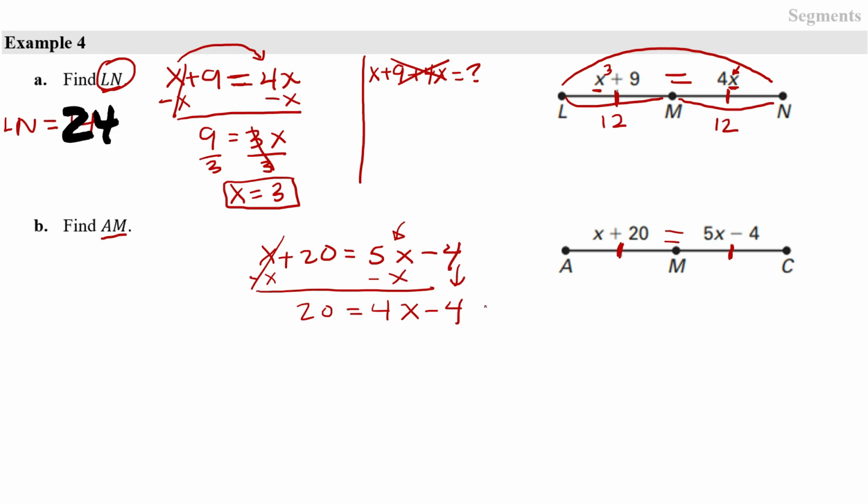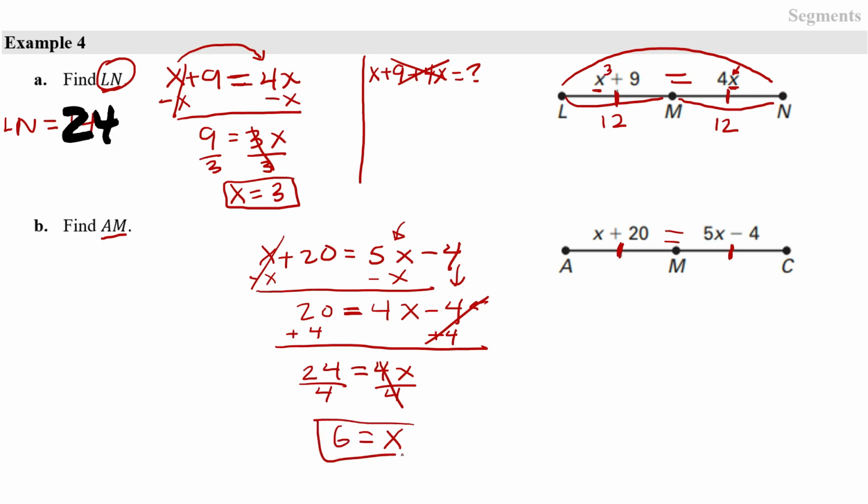And then how can I bring that minus 4 to the left side? Because I can't combine it, but there's an equal sign here. So I can do the opposite and add 4 to both sides. This will cancel. 20 plus 4 is 24. And then I bring the 4x down. And I can divide by 4. I can divide by 4. Get x by itself. 24 divided by 4 is 6.